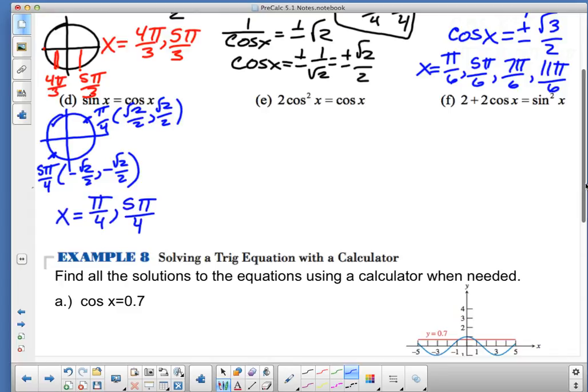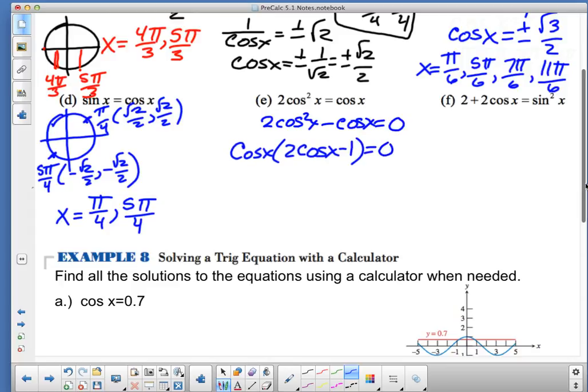Okay, go ahead and turn it off and try E. Welcome back again. We're looking at the idea that I've got 2 cosine squared x minus cosine x equals 0, because I'm going to subtract that from both sides. Now I'm going to factor out a cosine x. So I have cosine x times 2 cosine x minus 1.